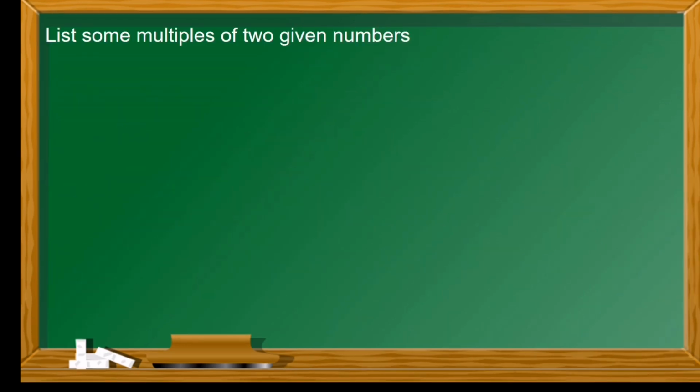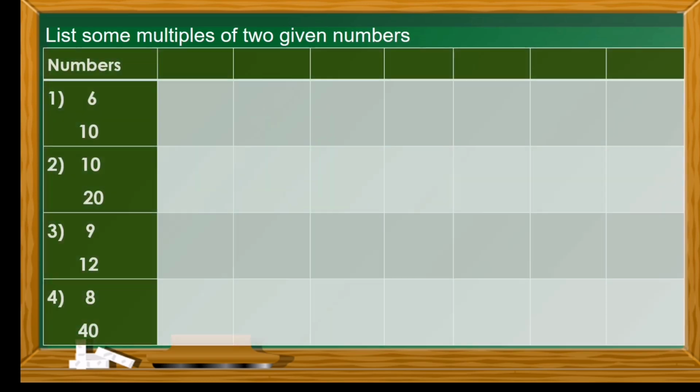Let us do this activity. Let us list the multiples of the given numbers. In 6, we have 6, 12, 18, 24, 30, and 36. And in 10, we have 10, 20, 30, 40, 50, and 60. So look at the multiples of 6 and 10. What is the smallest common? Yes, it's 30.